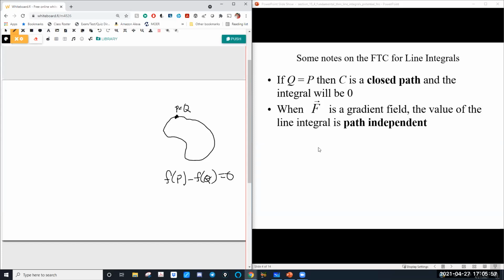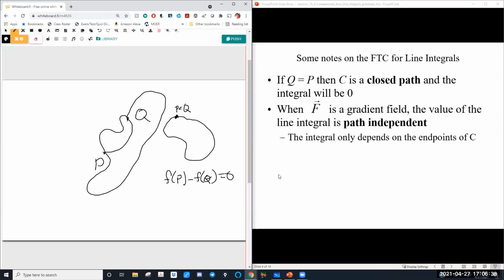Okay. When this happens, it is called path independent because, again, it doesn't matter how you get from P to Q. So this is just more in general, not necessarily a closed path, but regardless of whether I go this route, or even some funky route here, the line integral will be the same if our vector field is a gradient field, and they're called path independent vector fields or conservative vector fields, because the integral only depends on the endpoints. So we call those conservative vector fields.